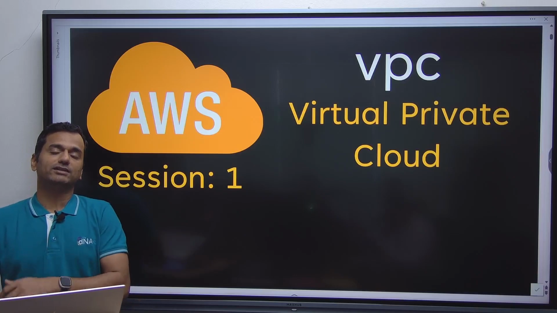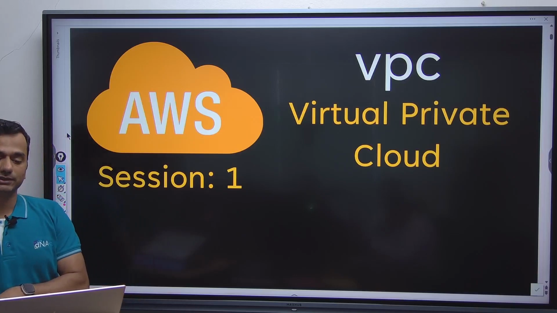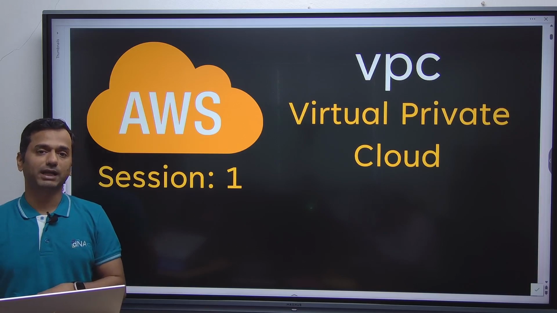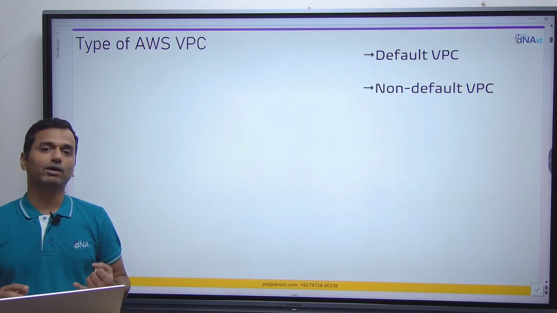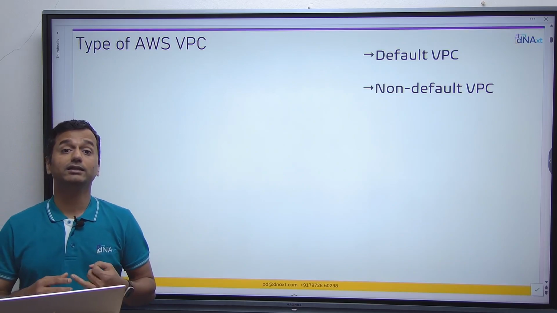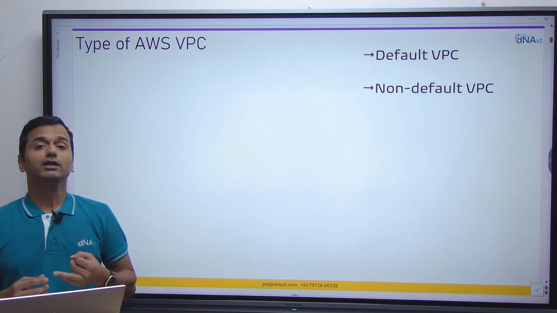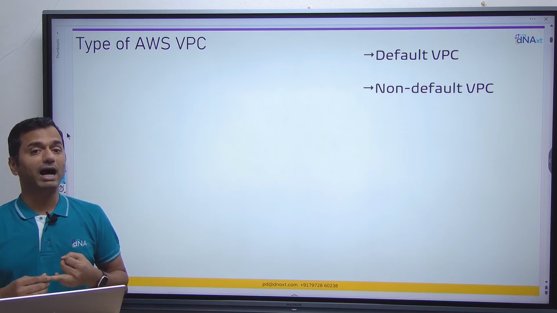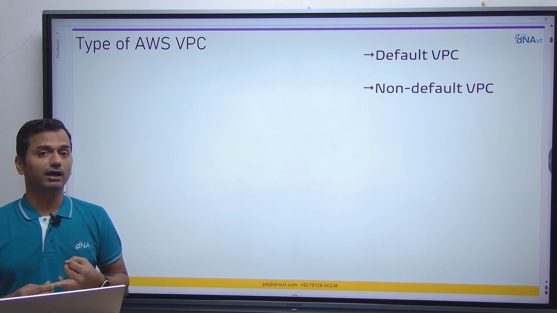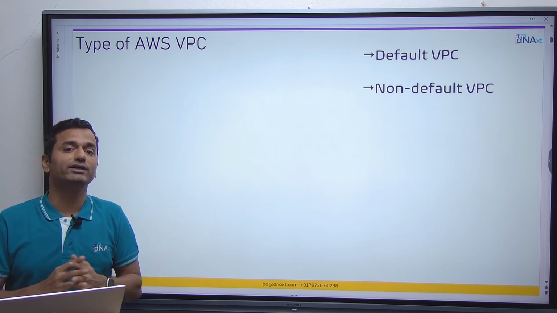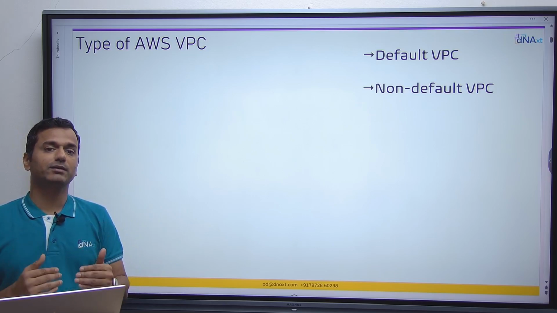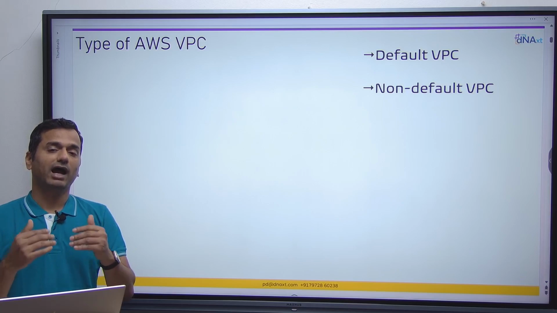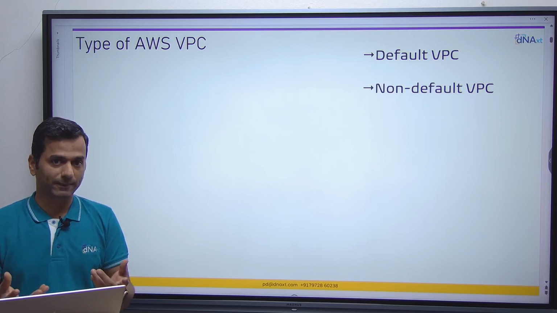Hi. So let's start with the AWS Session-1: VPC, Virtual Private Cloud. There are two types of VPC: default VPC and non-default VPC. Default VPC is by default available across all the AWS regions. And non-default is something the administrator has to configure manually.